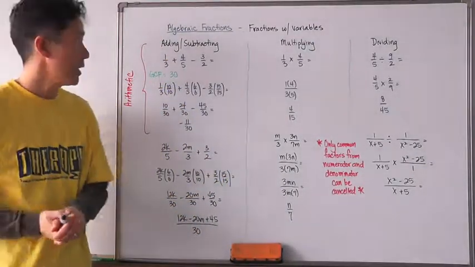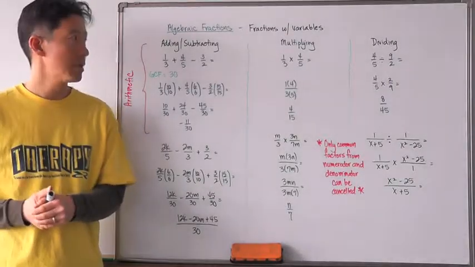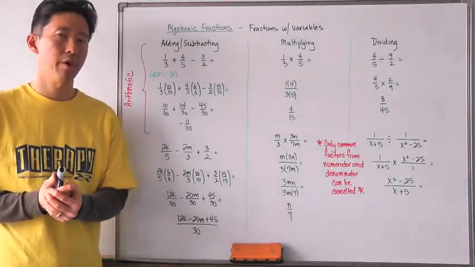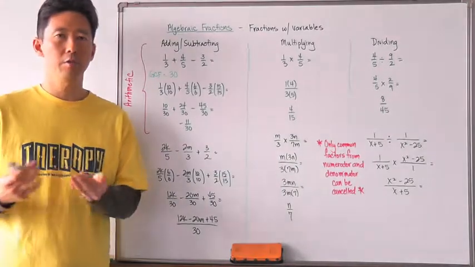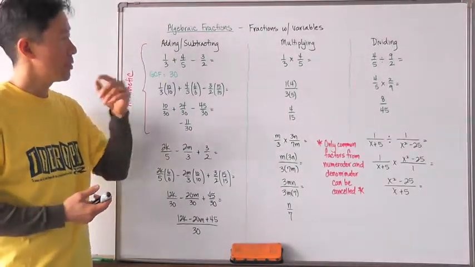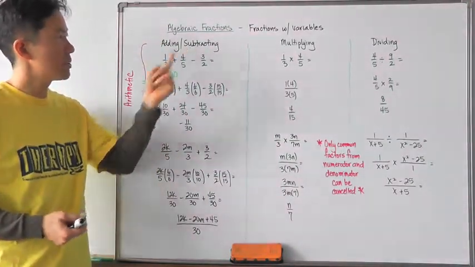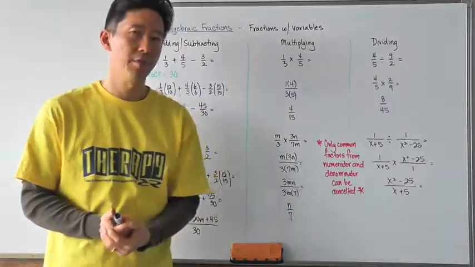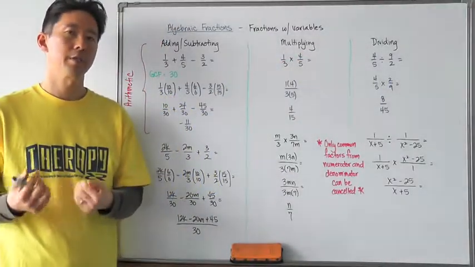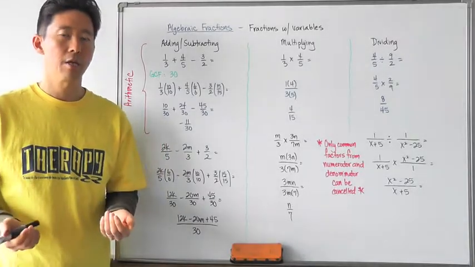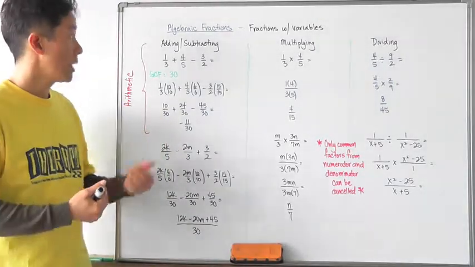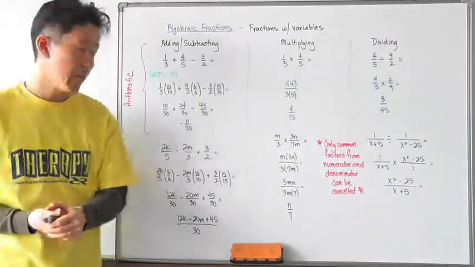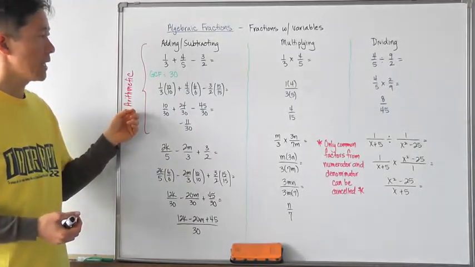Hello everyone, let's go ahead and take a look at algebraic fractions, which are of course fractions with variables. Now what can you do with fractions? Well, the operations that you can perform are addition, subtraction, multiplication, and division. And what we're going to see is that there is consistency between what you do with the algebraic fraction case and the arithmetic fraction case.